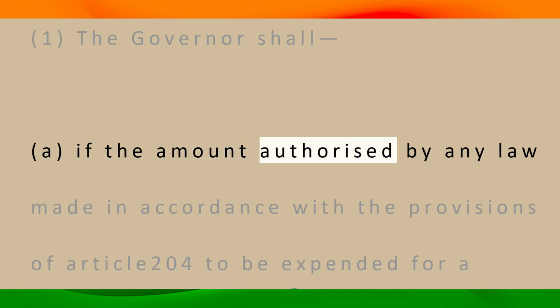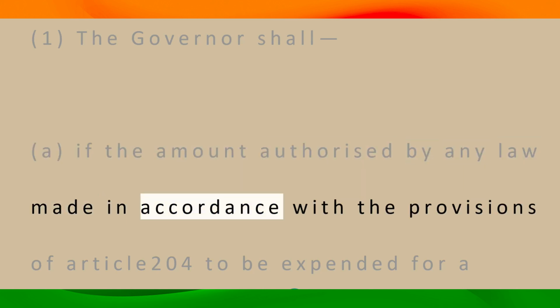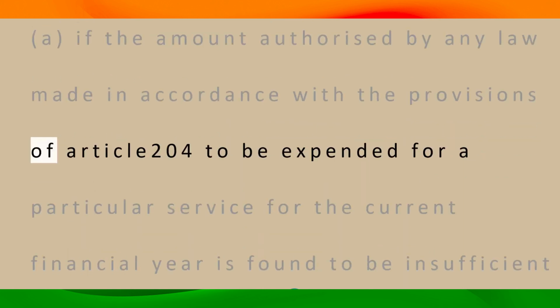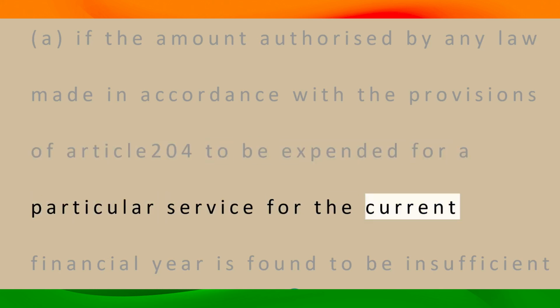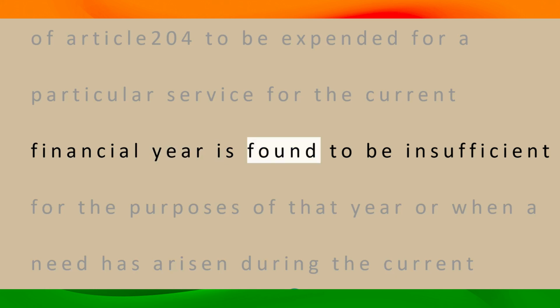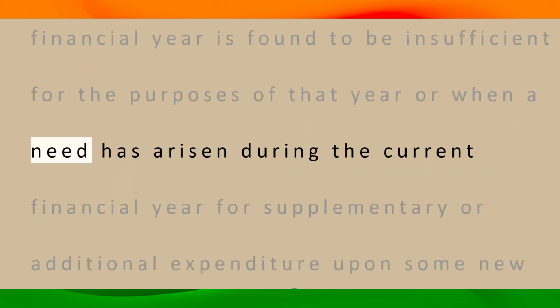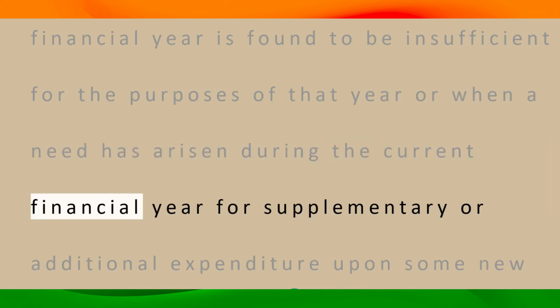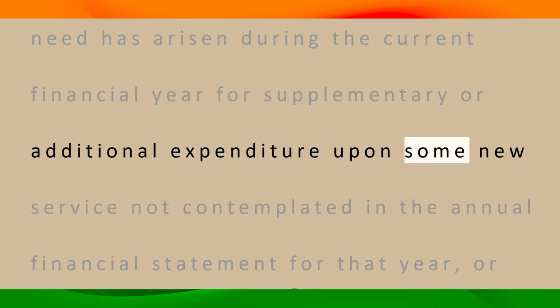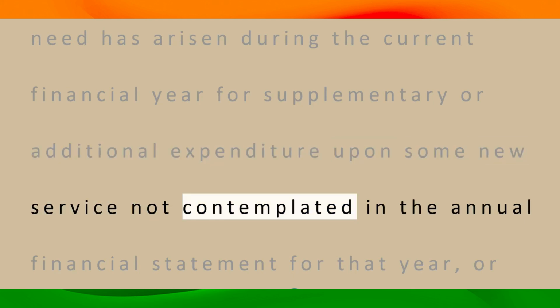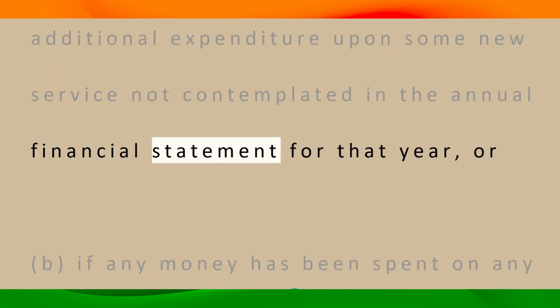If the amount authorized by any law made in accordance with the provisions of Article 204 to be expended for a particular service for the current financial year is found to be insufficient for the purposes of that year, or when a need has arisen during the current financial year for supplementary or additional expenditure upon some new service not contemplated in the annual financial statement for that year, or b.